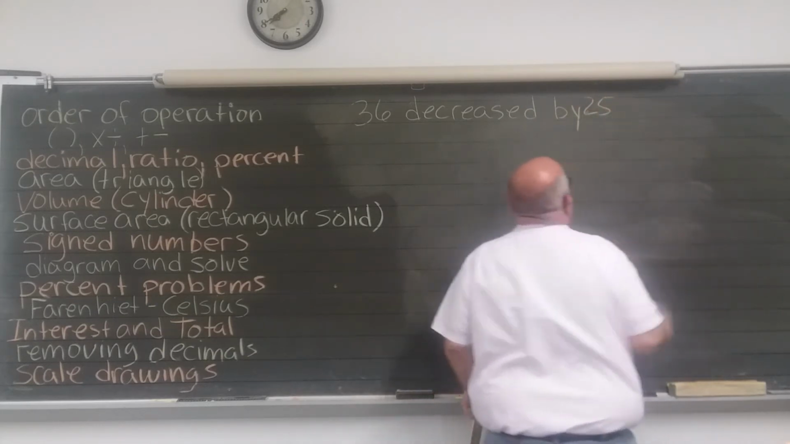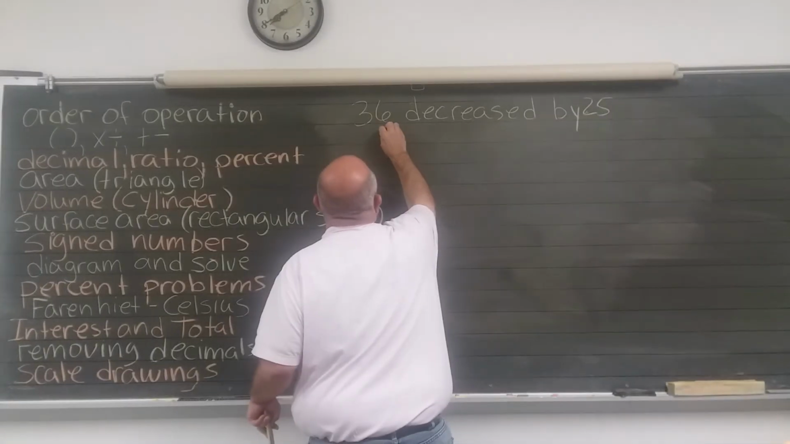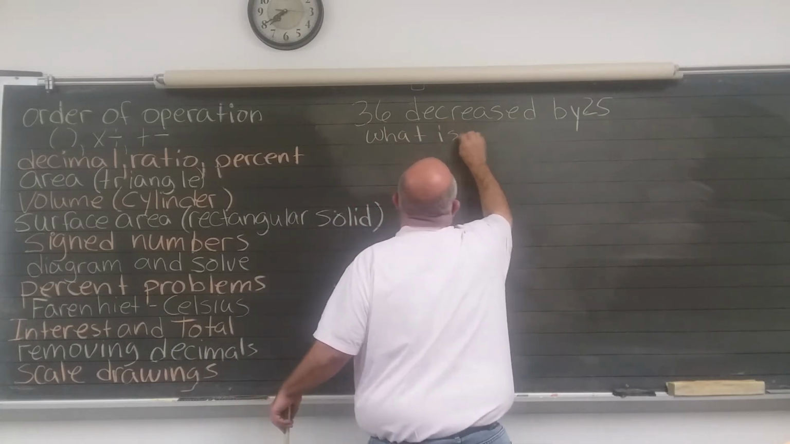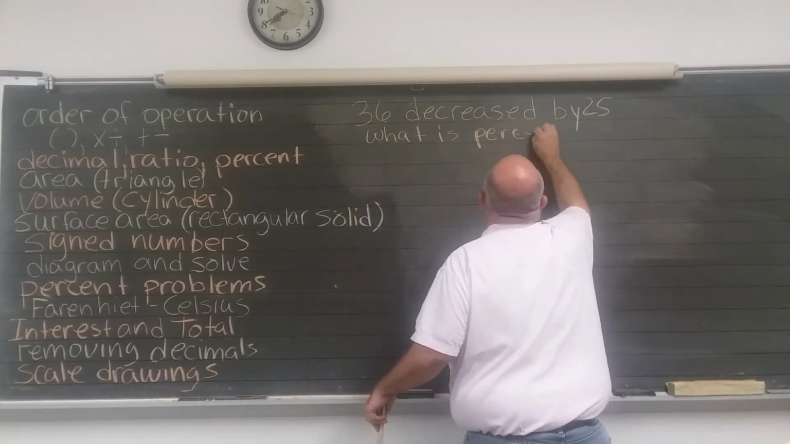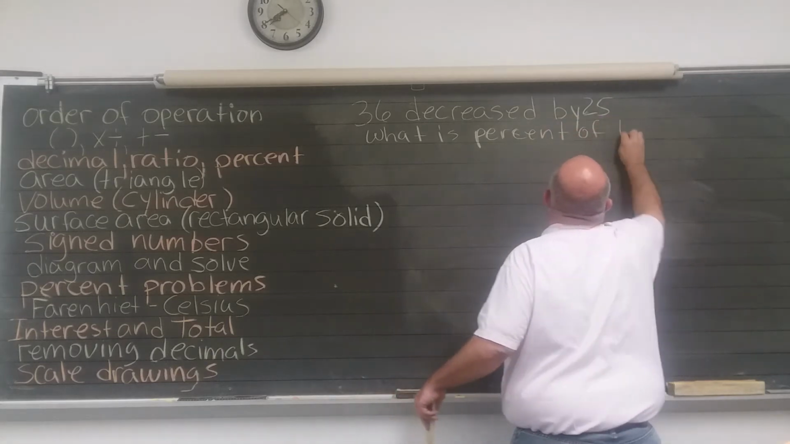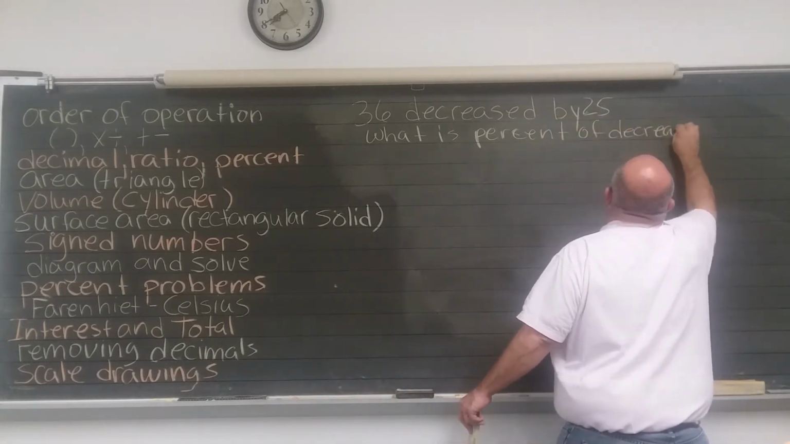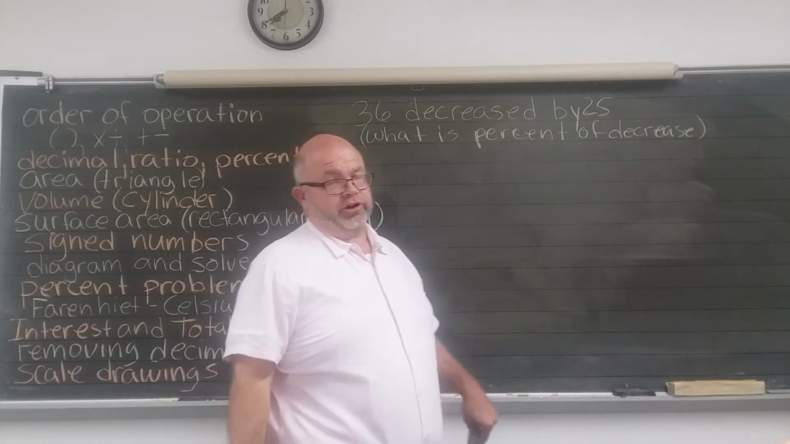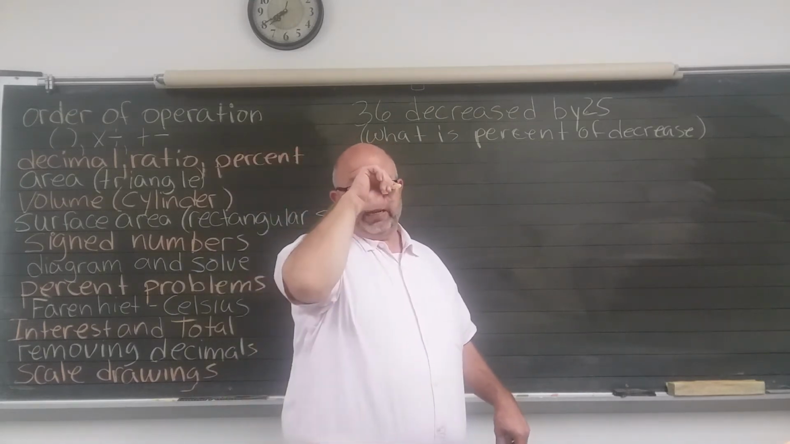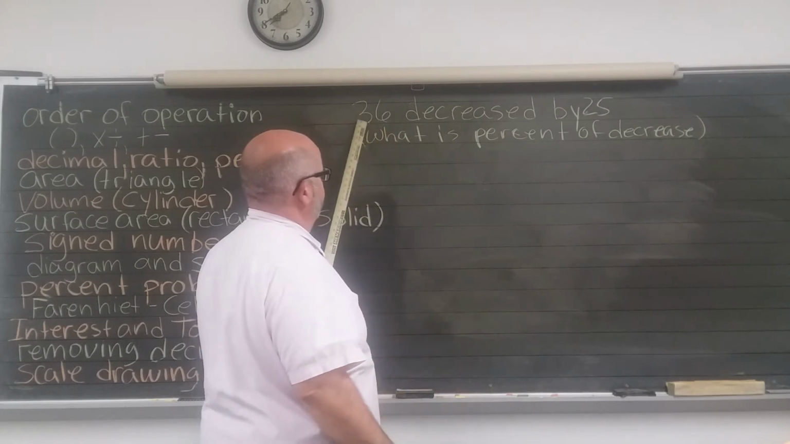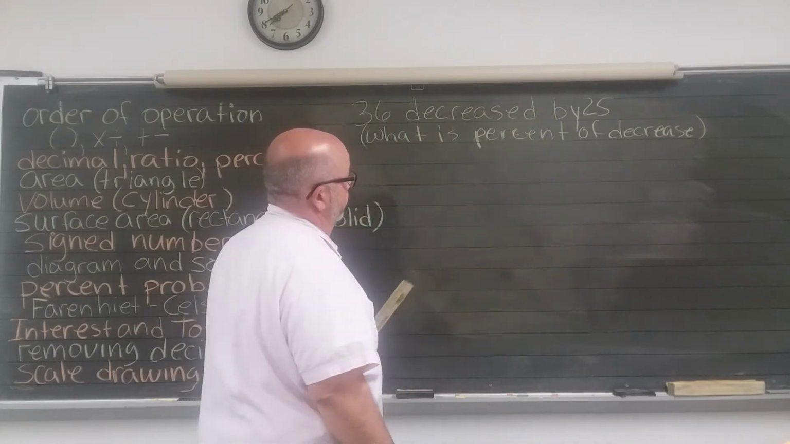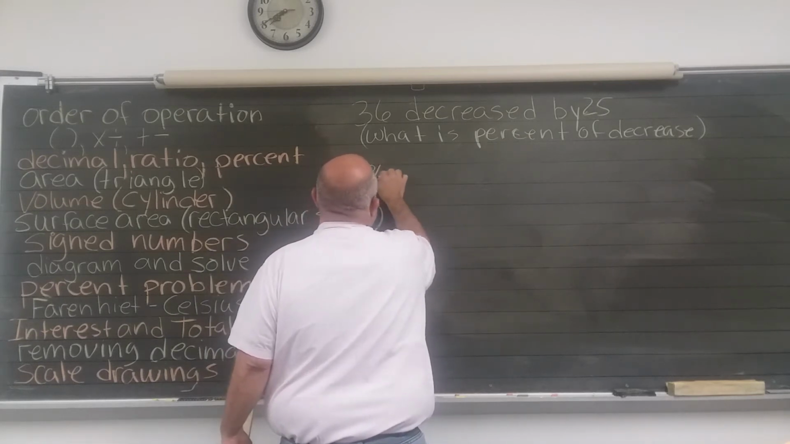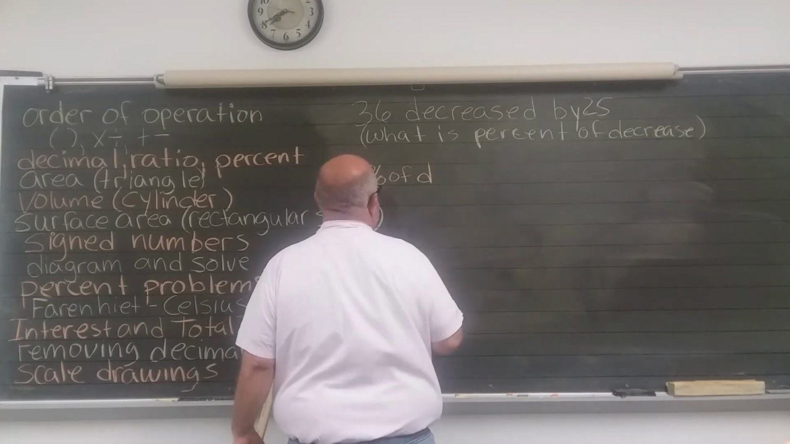You are wanting to find the percent of decrease. Okay, what is the percent of decrease? You will need two answers. You will need what 36 actually is decreased by 25, which is simply 36 minus 25. You will also need the percent of decrease.